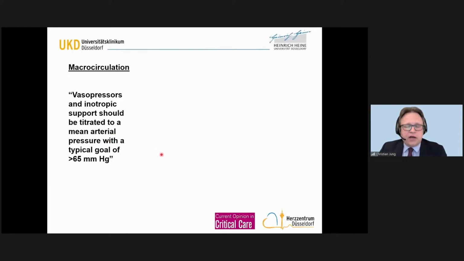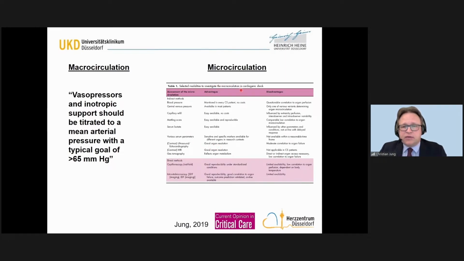So how to use it in our treatment. The macrocirculation often refers to blood pressure. So vasopressors and inotropic support should be titrated to a mean arterial pressure of around 65, but not higher. That increases the vasopressor use. And in the microcirculation, it is more complex, but lactate is one strategy, and we need to think about that in our treatment and to try to sustain microcirculation as organ perfusion.